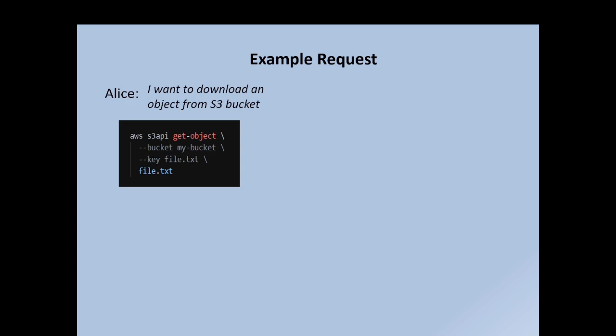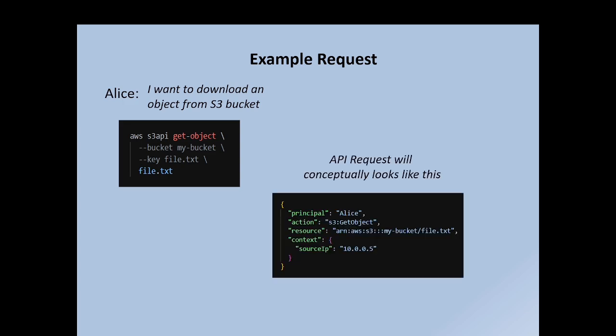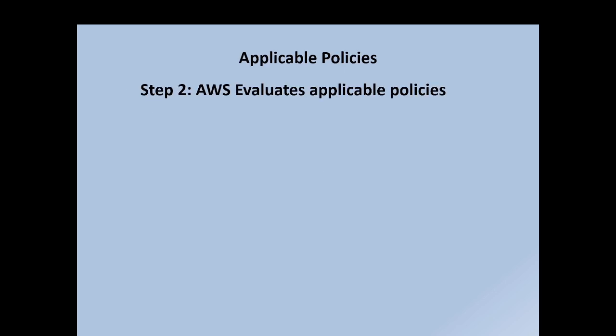Now here is an example where Alice wants to download an object from an S3 bucket. This is a CLI command which is used for downloading an object from an S3 bucket. Now the AWS request will conceptually look like this: there is a principal Alice, what action they are trying to do, what are the resources, and what is the context. The next step is to evaluate the applicable policies.